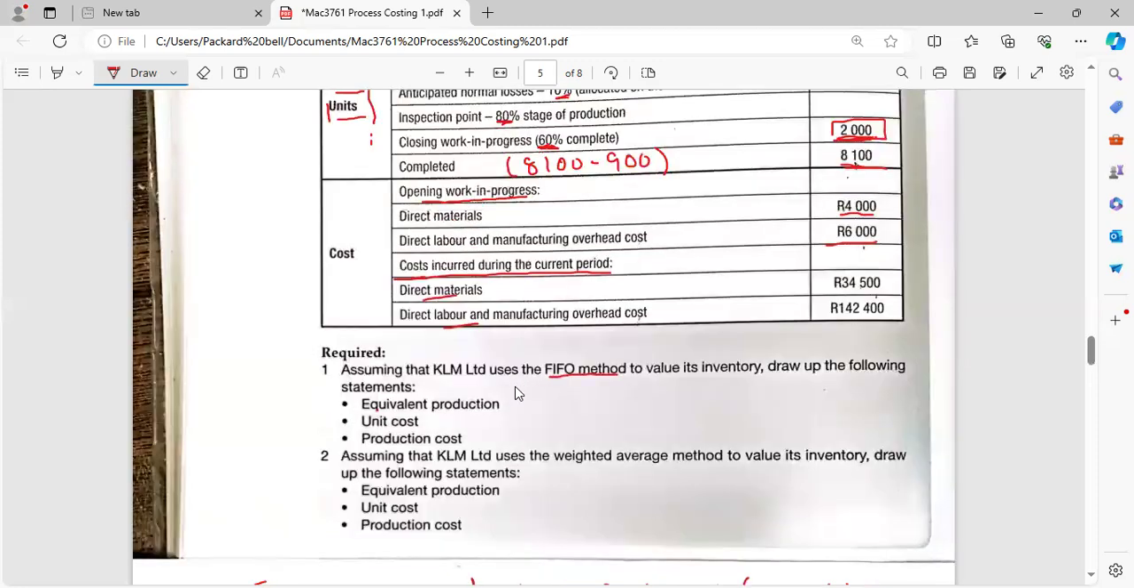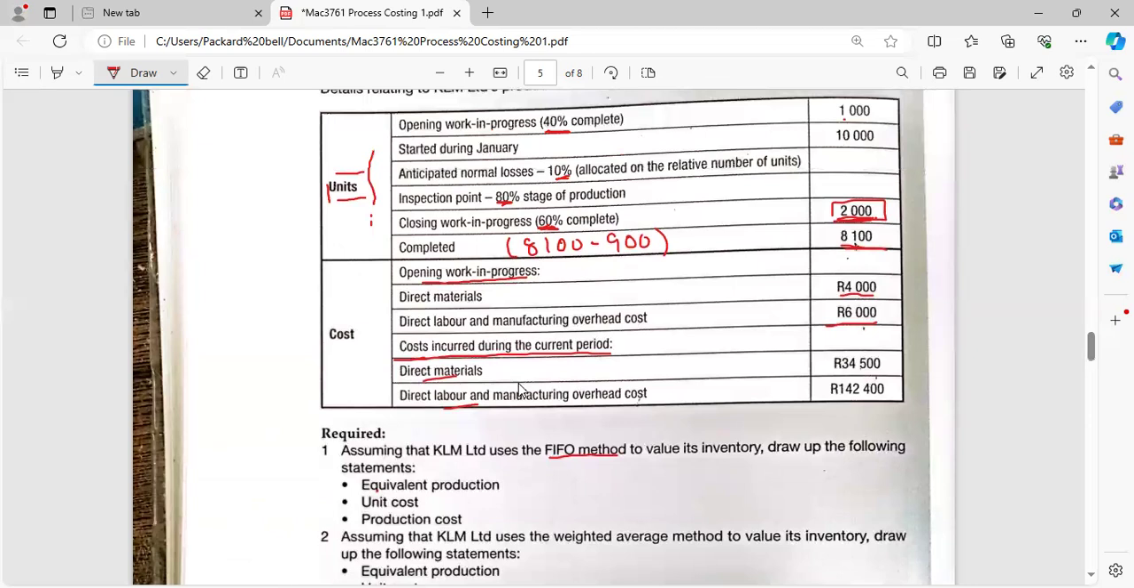So instead of using the current cost, when we are using the weighted average, when we value we are going to use the full cost, which means we're going to use opening work in progress and cost incurred during the current year. So that's another difference between FIFO and weighted average. You should always look out for that. When you are using the weighted average, you use the opening and current cost. So which means we come here.